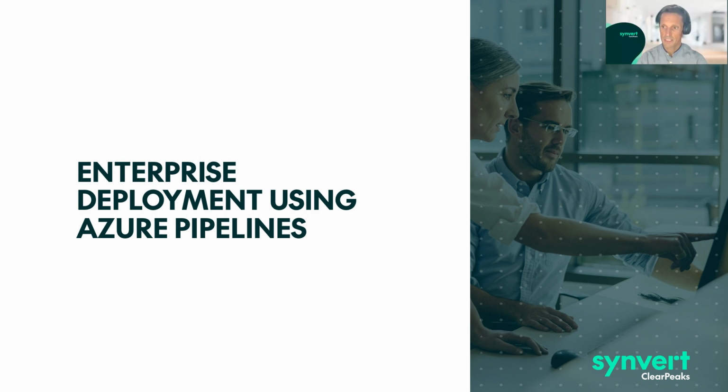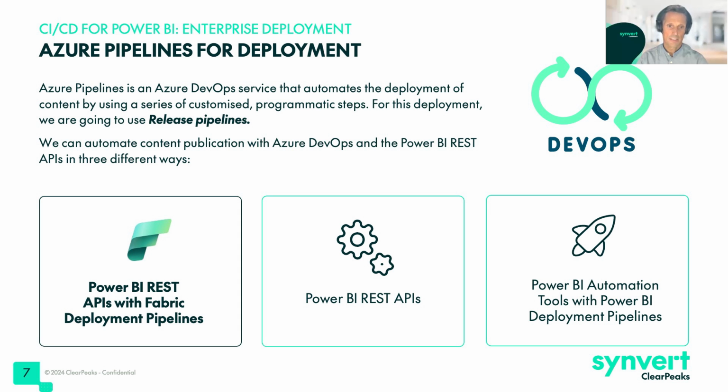Regarding the enterprise deployment, as I have explained, we are going to use Azure Pipelines. Azure Pipelines is an Azure DevOps service that automates the deployment of content by using a series of customized programmatic steps. And for this deployment, we are going to use release pipelines.